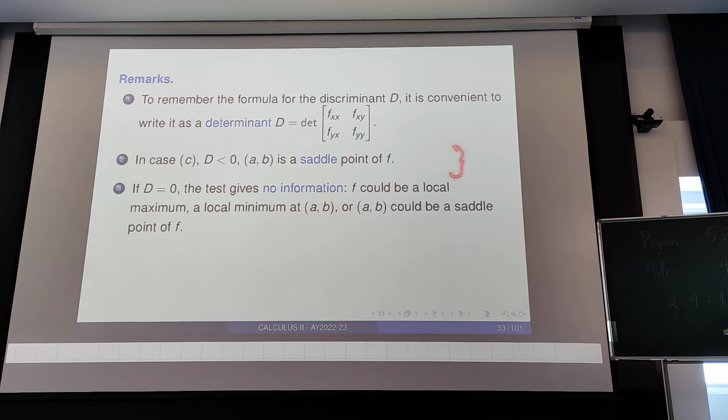In the second remark, you can see that in the first case, when the discriminant is negative, point (a, b) is a saddle point, as I mentioned previously. Okay, you might ask the question: what happens if the discriminant is 0? And here's the answer: you have no information. That means it is inconclusive. Okay.